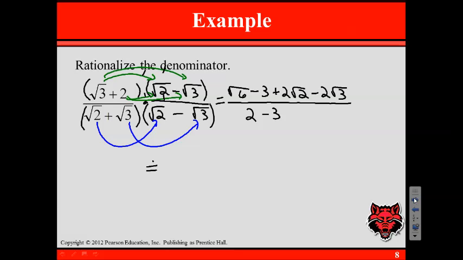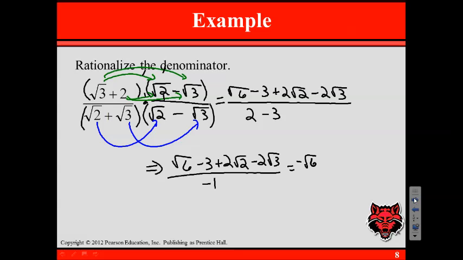So if we continue to simplify, we have square root of 6 minus 3 plus 2 square root 2 minus 2 square root 3 all over 2 minus 3, which is negative 1. Anytime you take a group of expressions and divide them all by negative 1, basically we're just changing the sign. Square root of 6 divided by negative 1 is negative square root 6. Negative 3 divided by negative 1 is positive 3. 2 square root 2 divided by negative 1 is minus 2 square root 2. And the last term, negative 2 square root 3 divided by negative 1 is positive 2 square root 3. As we look at all four terms, we have no like terms. We have a square root of 6, a square root of 2, a square root of 3, and a constant. So this is actually the answer.